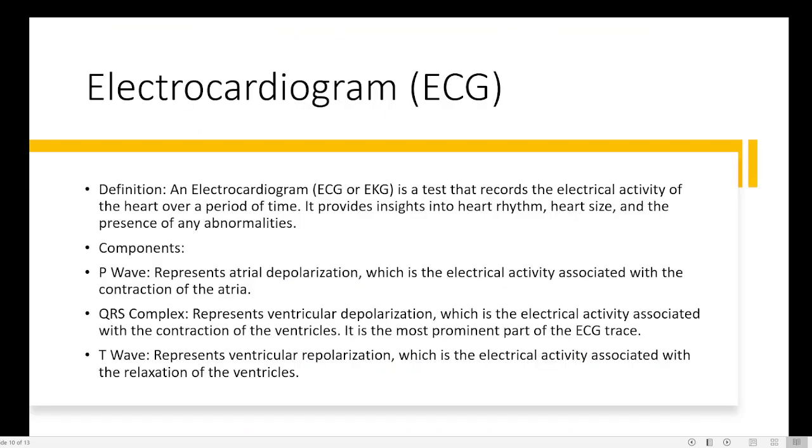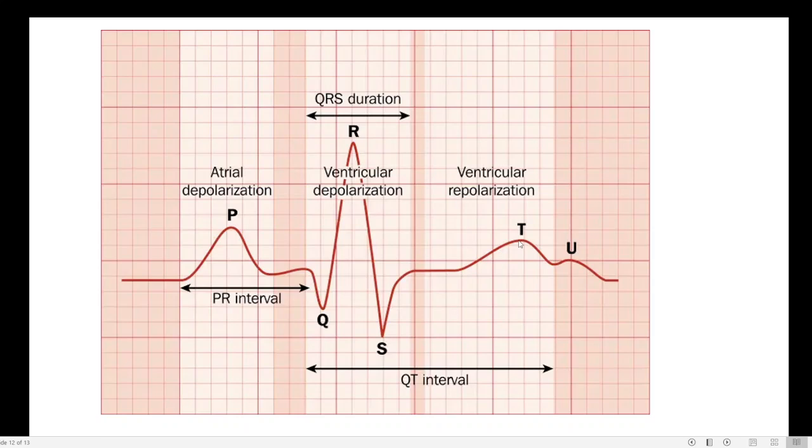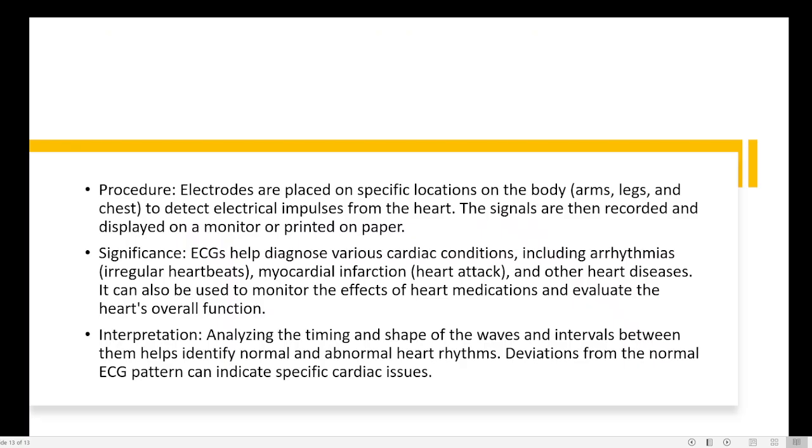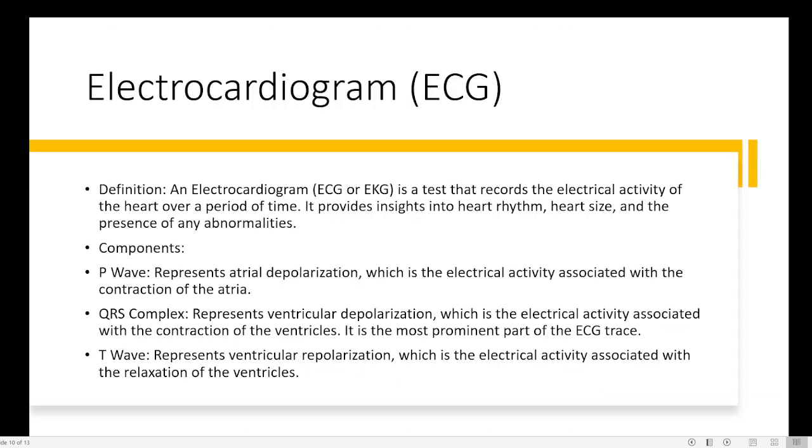Then there is one more wave, that is the T wave. That represents ventricular repolarization, which is the electrical activity associated with relaxation of the ventricle. This third wave, the T wave, takes place when the ventricles are relaxing. So the first wave is the P wave that takes place when the auricles are contracting. The QRS wave takes place when the ventricles are contracting. The T wave takes place when the ventricles are relaxing. So this is how the different types of waves are associated here.